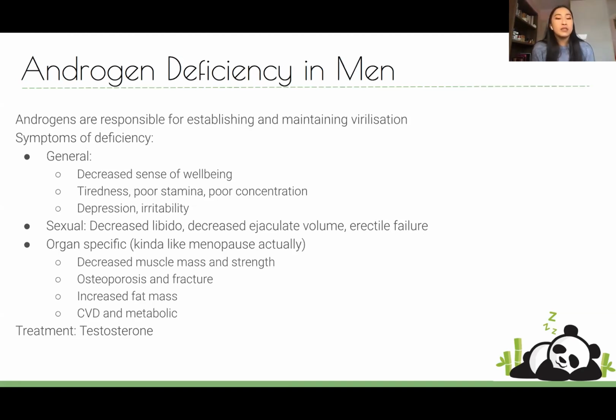And then organ specific is actually quite similar to menopause. So decreased muscle mass and strength, osteoporosis and fractures, increased fat mass, and CVD and metabolic stuff. The treatment is pretty straightforward. You just give them testosterone.